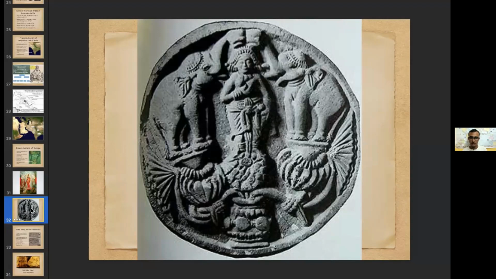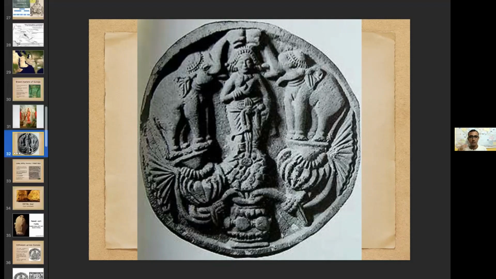Now you can see here there are elephants doing Abhisheka, there is a goddess, and there is a lotus. So, typical Lakshmi iconography. Now there is no other plausible explanation of this coin representing any other goddess. Okay, possibly if somebody has a counter explanation, I'll be interested to study that.